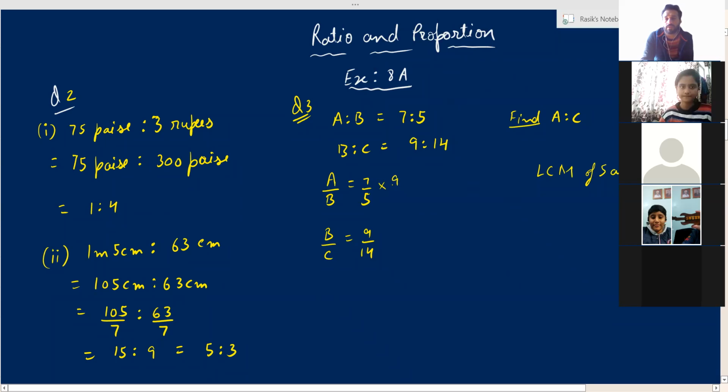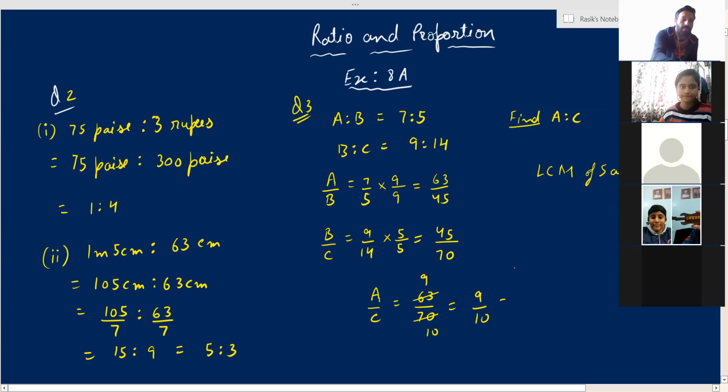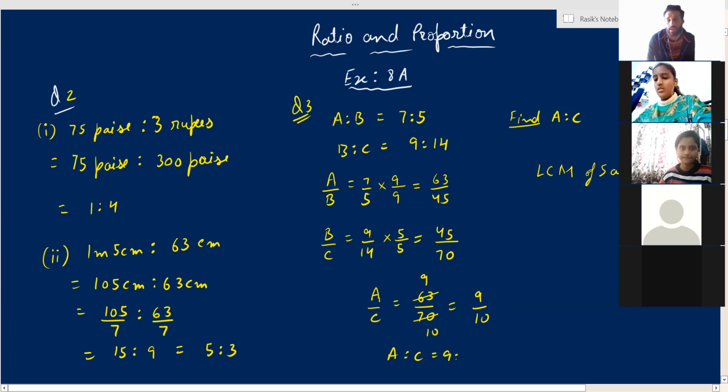So we will multiply the first fraction by 9 upon 9 to make the denominator 45. We get 63 upon 45. In the second one, we will multiply by 5 upon 5 to make the numerator 45 this time, because B is in the numerator. We get 45 in the numerator and 14 into 5, 70, in the denominator. Now, because the value of B is same in both the ratios, we can directly remove B and write A upon C equals 63 upon 70. If required, you can simplify, divide by 7: 9 upon 10. So A ratio C is equal to 9 ratio 10.